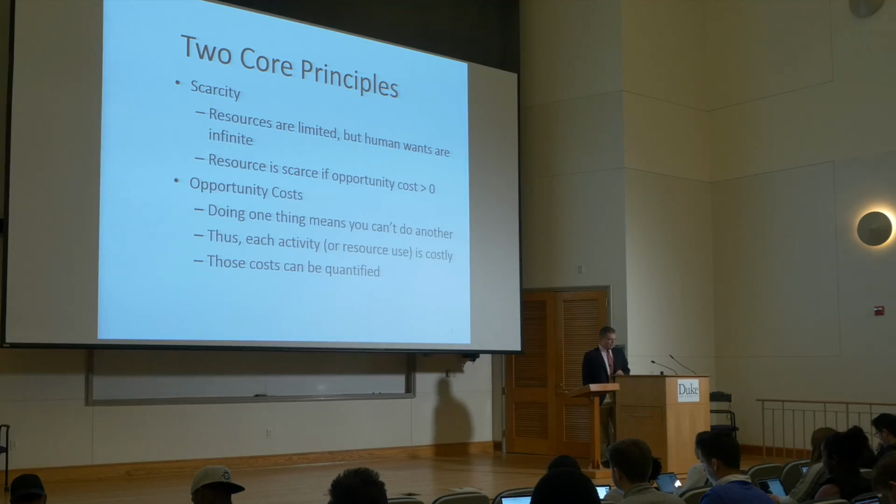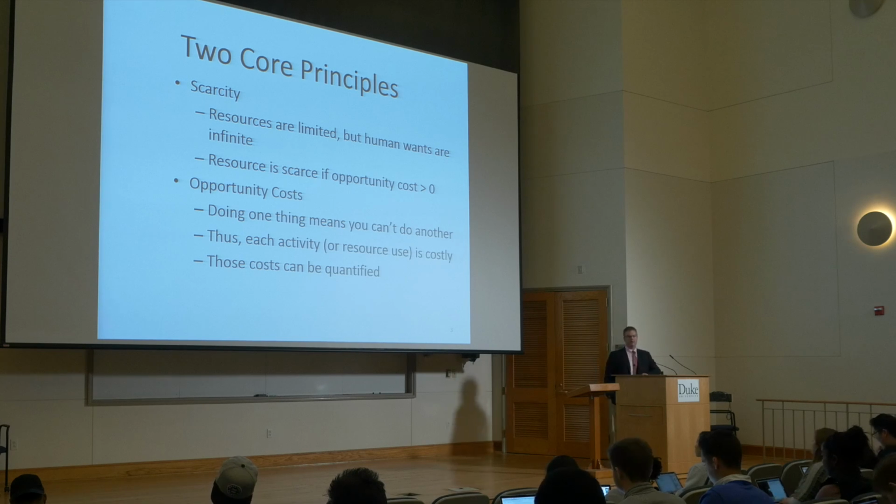The opportunity cost is, and we've talked about this a fair amount, doing one thing means you cannot do another. Each activity or each resource use is costly, regardless of what you pay for it. Those costs can potentially be quantified. They're difficult, and that's the knowledge problem that we often talk about that markets help us solve. So, properly functioning markets help match price to opportunity cost.